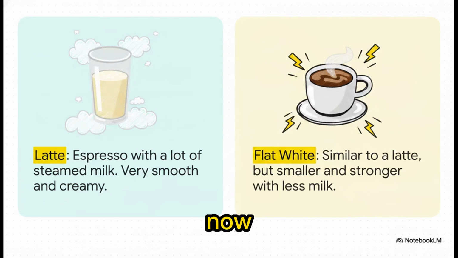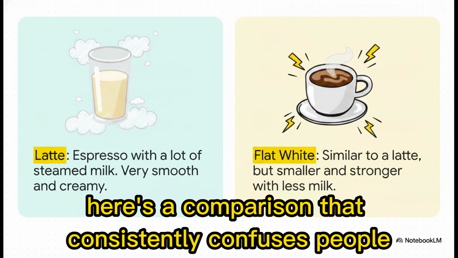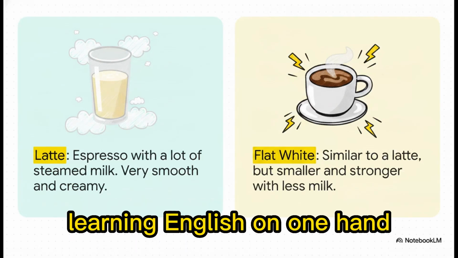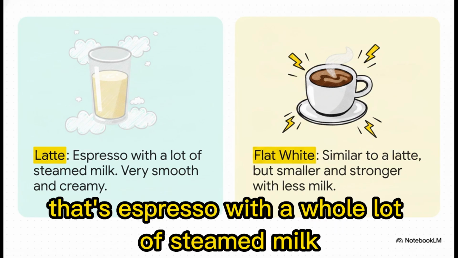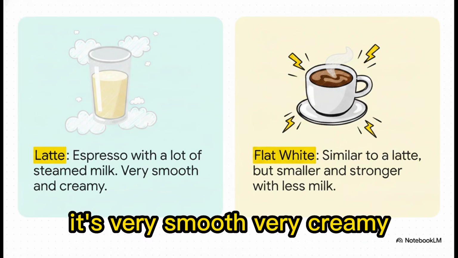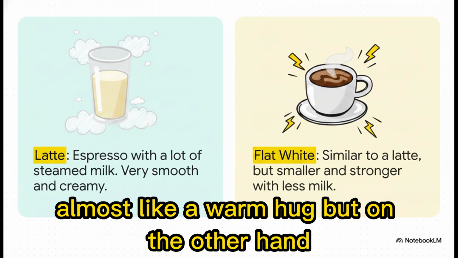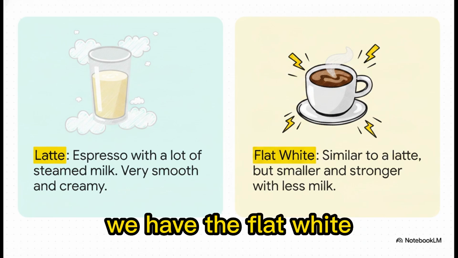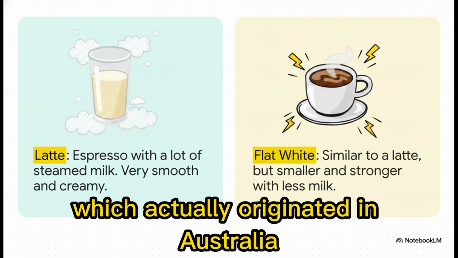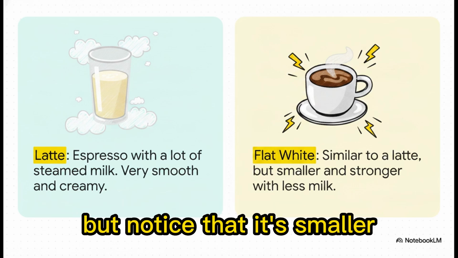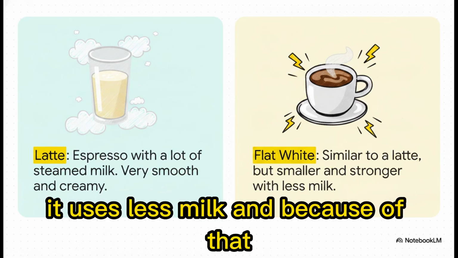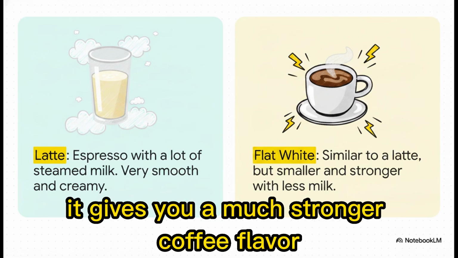Now, here's a comparison that consistently confuses people learning English. On one hand, you've got the latte. That's espresso with a whole lot of steamed milk. It's very smooth, very creamy, almost like a warm hug. But on the other hand, we have the flat white, which actually originated in Australia and New Zealand. It's really similar to a latte, but notice that it's smaller, it uses less milk, and because of that, it gives you a much stronger coffee flavor.